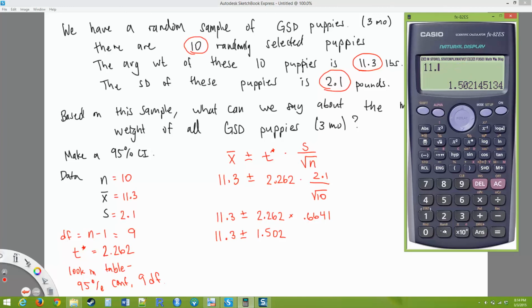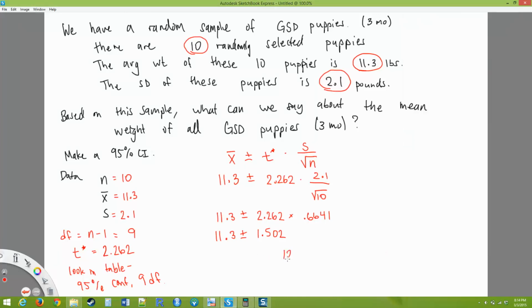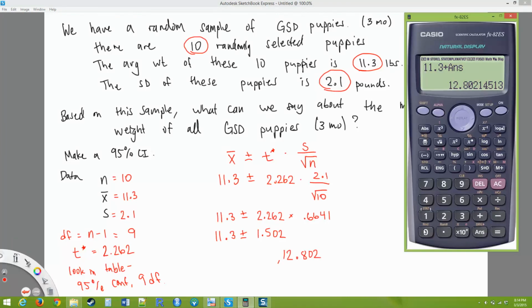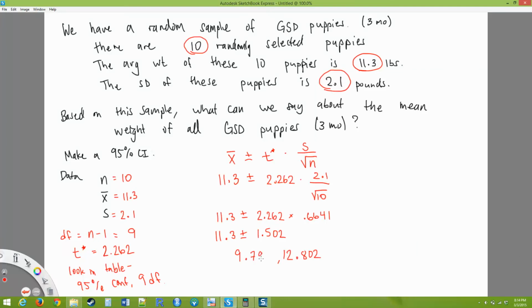So let's do 11.3 plus that, and I get 12.802. And on the other side, I do 11.3 minus 1.502, and I get 7. I'm sorry, I messed something up. 11.3 minus 1.502 is 9.798. Okay.